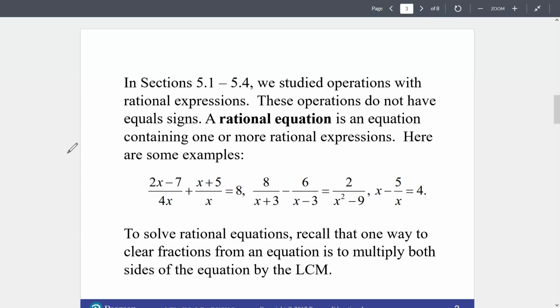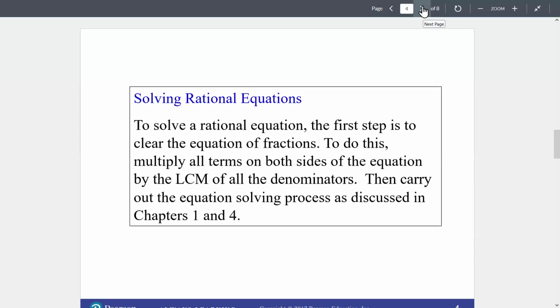So to solve rational equations, recall that one way to clear fractions from an equation, we did this quite a while ago towards the beginning of class when we were talking about linear equations, is to multiply both sides of the equation by your LCM. So to solve a rational equation, the first step is to clear the equation of fractions. To do this, we multiply all terms on both sides of the equation by the LCM of all the denominators. So we're going to find that LCM again, but instead of trying to give everything the same denominator, we're going to multiply everything by that LCM. So remember, all your denominators should divide into that LCM. That's what we saw when we were looking at 5.2.